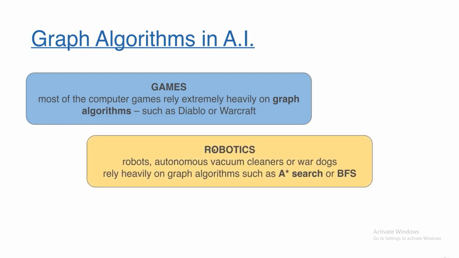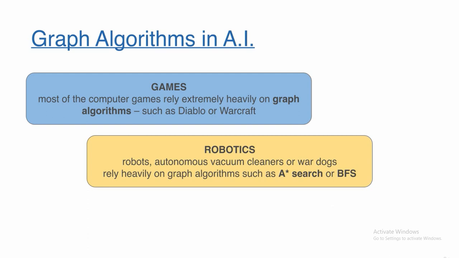Okay, then we have robotics. For example, vacuum cleaners use graph algorithms under the hood, such as A-star search or breadth first search again. These kinds of robots construct a two-dimensional map of the surrounding objects, and they use graph-related algorithms to find the shortest path in order to navigate between two locations. So again, A-star search, breadth first search, and graph-related algorithms can prove to be extremely useful.